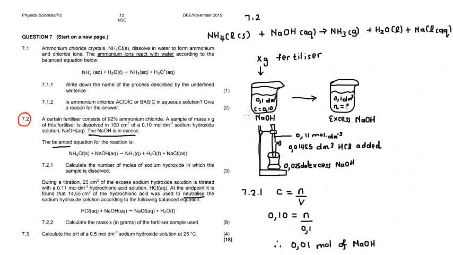Okay, so I'm going to take this back to our sketch over here. I'm going to say the number of moles of sodium hydroxide is equal to 0.01 mole.